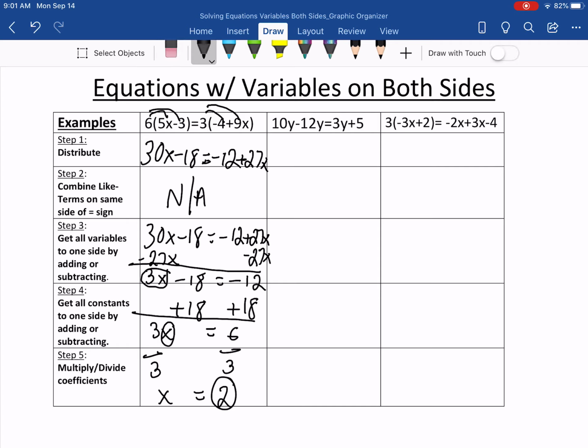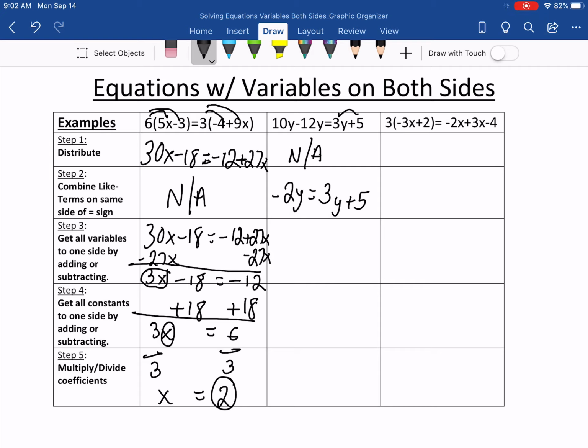Okay. The example in the middle, step 1, distribute. There's no parentheses in this equation, so there's nothing to distribute. Step 2, combine like terms on the same side of the equal sign. On the left side, 10y and negative 12y, those are like terms. 10y minus 12y simplifies to negative 2y. And on the right side, 3y and 5 are not like terms, so we'll keep it as it is.